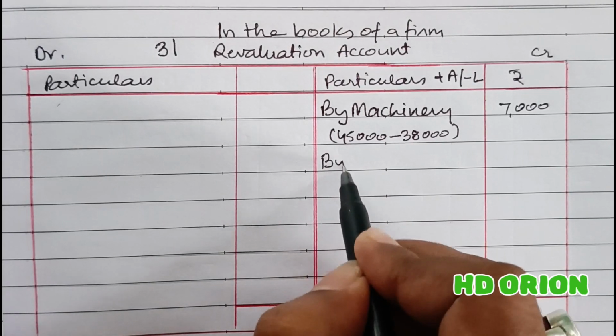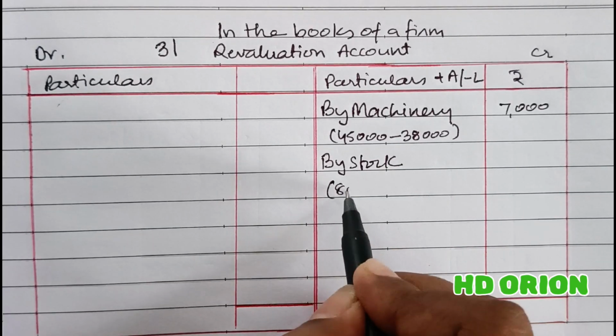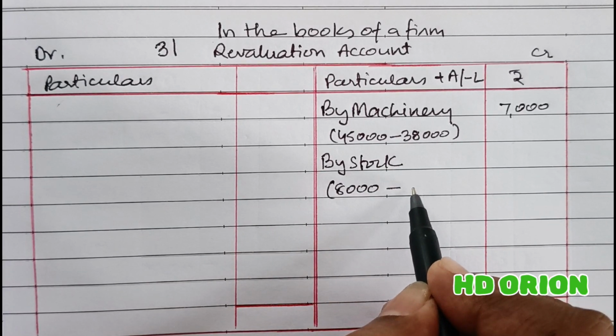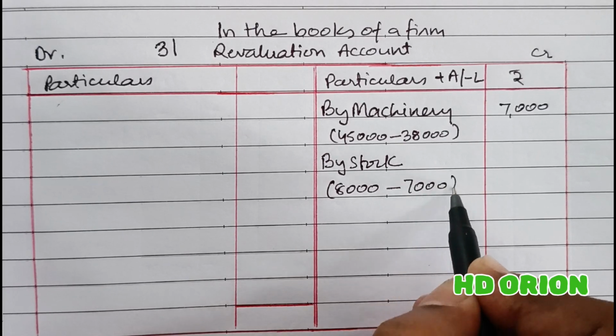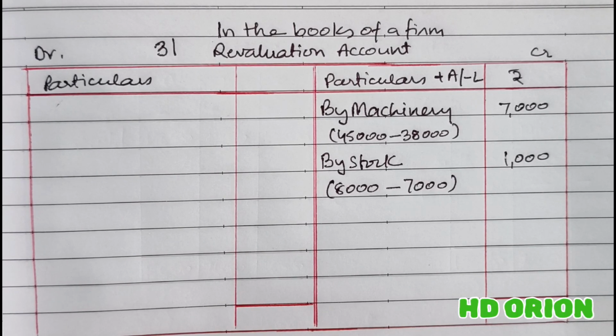Stock is also increasing. It is now valued at rupees 8,000, whereas in the balance sheet it is given rupees 7,000. So value of stock has increased by rupees 1,000. Okay, and anything else? Treatment of goodwill. Though goodwill is an asset, it will not be shown here, the new goodwill. And the old goodwill, that is existing goodwill given in the balance sheet for rupees 8,000 will be treated in partners' capital account. Not here, because the value is not increasing or decreasing. Fine. Okay, only this much.